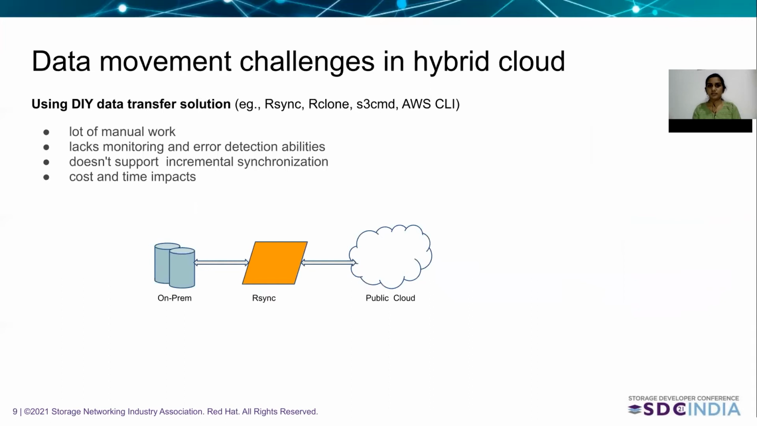First we'll look through a couple of solutions which most enterprises deploy to move data within a hybrid cloud. One of the common approaches is to use third-party applications like rsync or rclone, or the s3 command or AWS CLI if it's an object store. These tools read the data from the on-prem cluster and move it to public cloud or vice versa. So it works fine, but there are many challenges here.